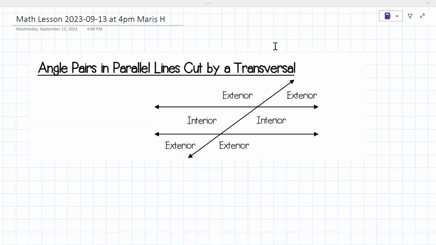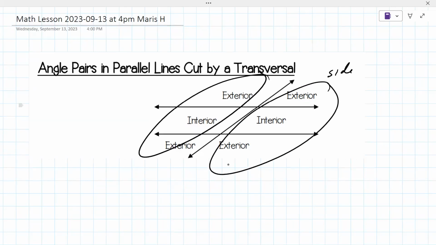Hopefully you saw something like this in class. Two parallel lines, interior, exterior, exterior. The only thing I'll add to this is there's sides, like this is a side and this is a side. And then, I don't love these pictures, but there's all these other words that you have to know.